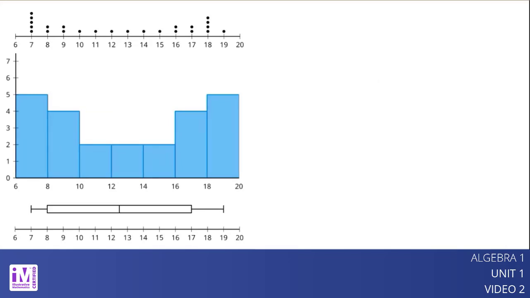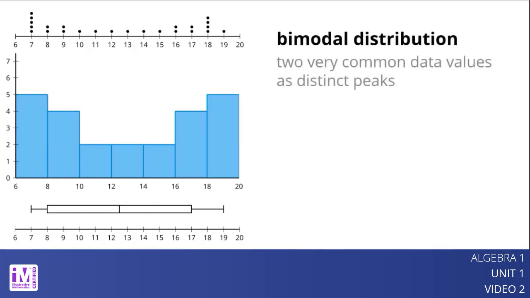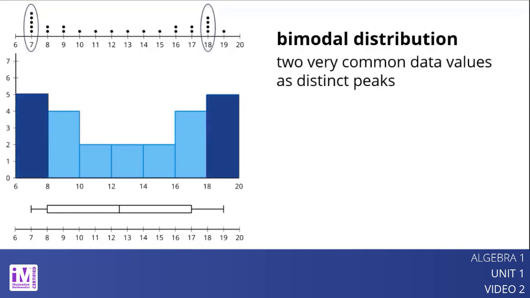A bimodal distribution has two very common data values seen in a dot plot or histogram as distinct peaks. The box plot does not provide enough information to describe the distribution as bimodal. Sometimes a bimodal distribution has most of the data clustered in the middle of the distribution. In these cases, the center of the distribution does not describe the data very well.